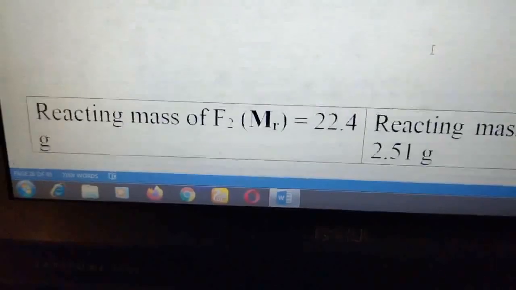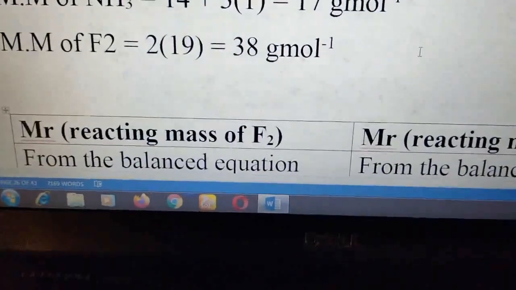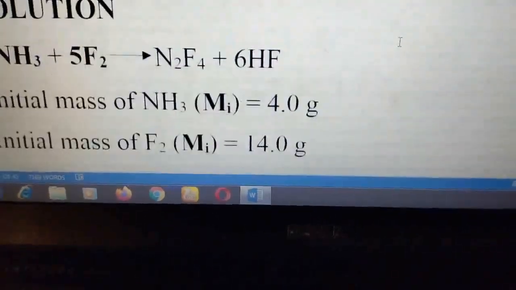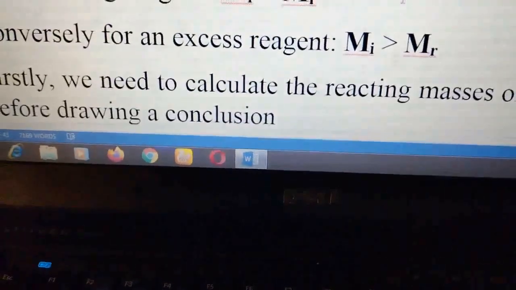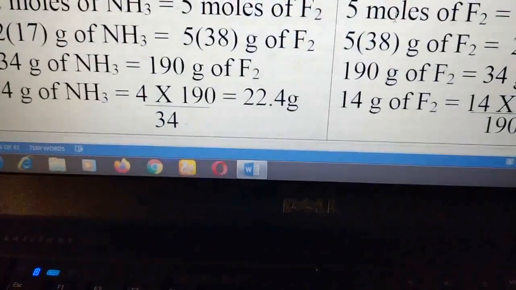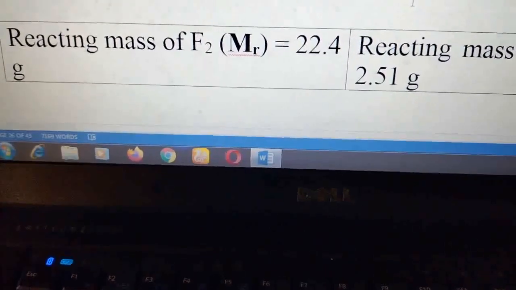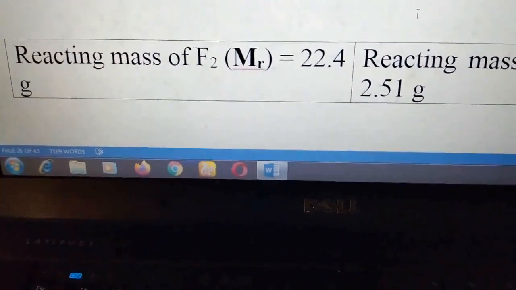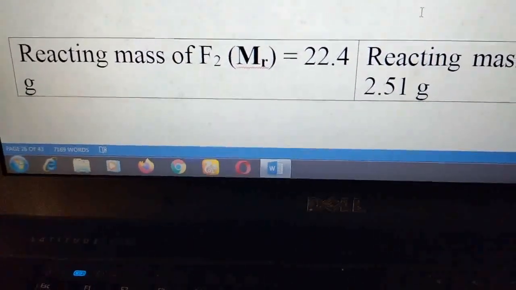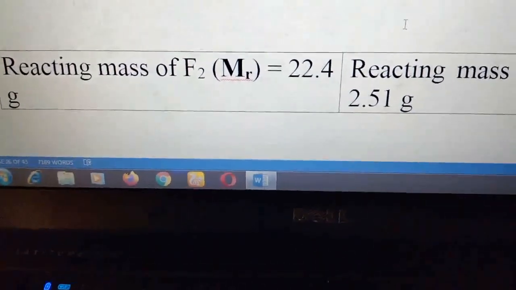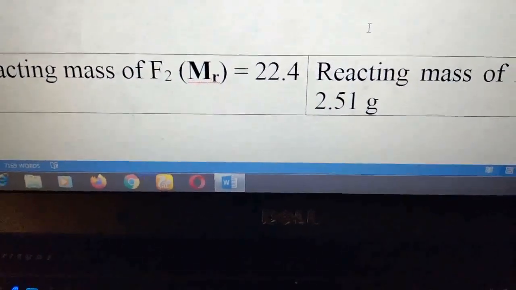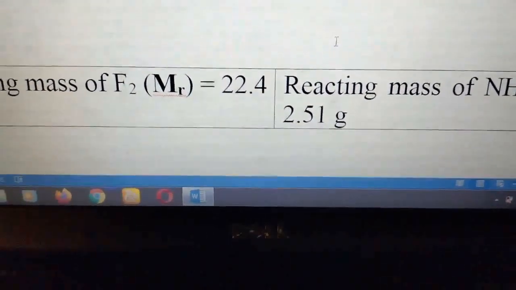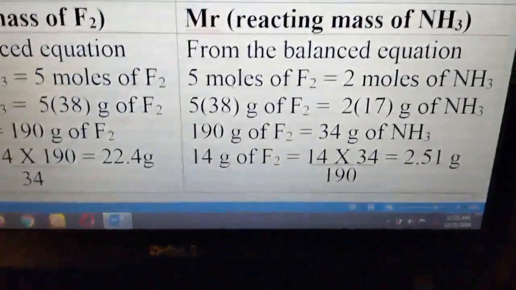So we now decide if fluorine is in excess. We look at the initial mass of fluorine, which is 14 grams introduced. Then what mass of fluorine reacted? The mass of fluorine that reacted is 22.4 grams. So the mass of fluorine that is expected to react is more than what was introduced. You introduced 14 grams, and 22.4 grams is expected to react. That means the 14 grams of fluorine introduced is not enough for the reaction. So fluorine gas is limiting, insufficient for the reaction. Fluorine is limiting because Mi is less than Mr.